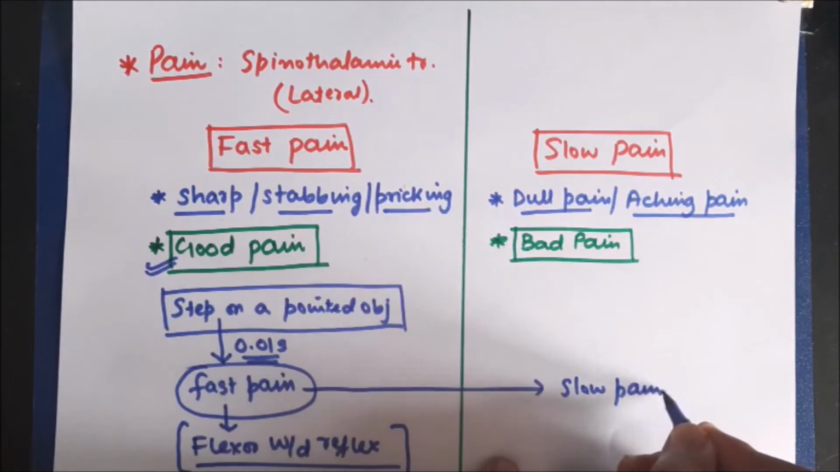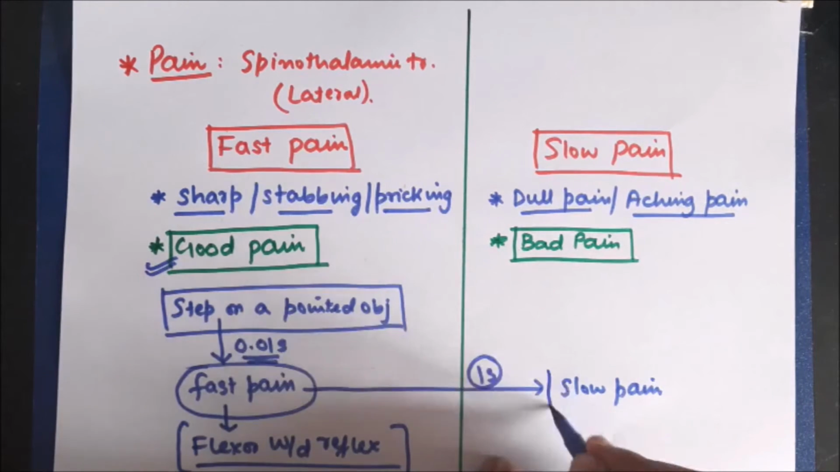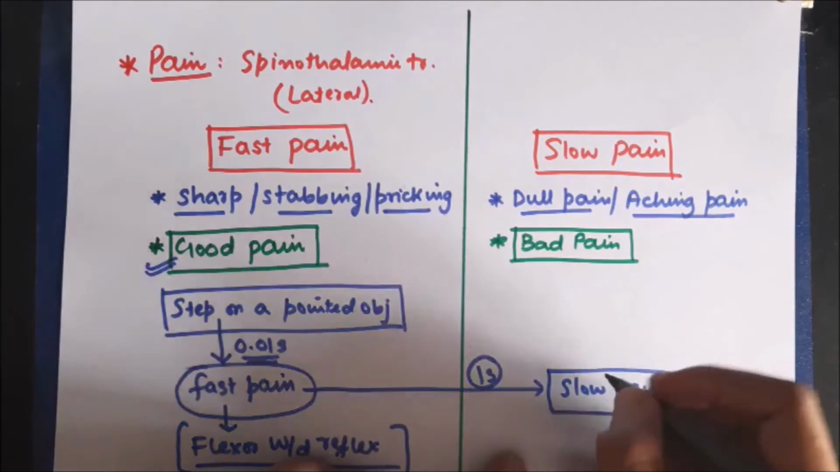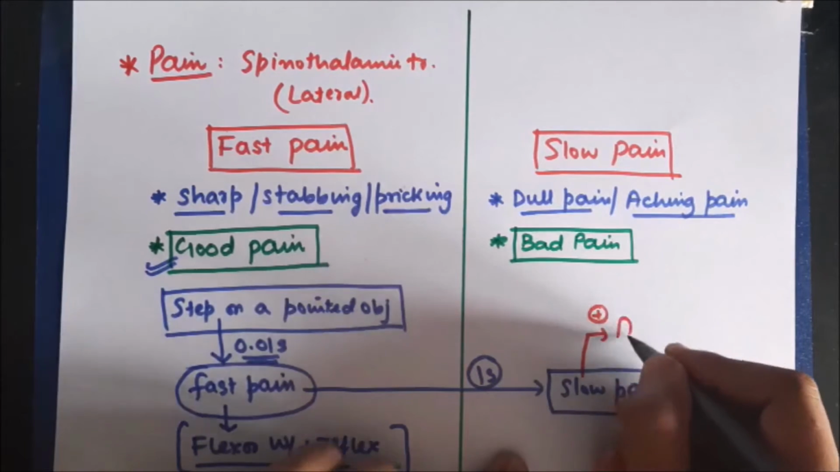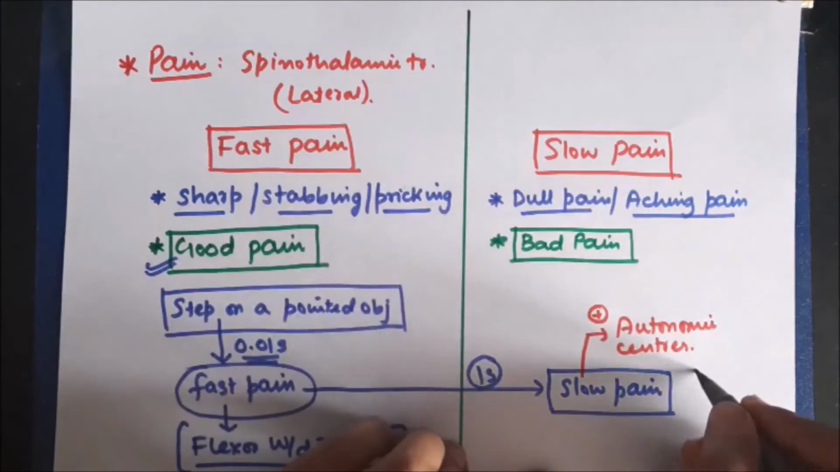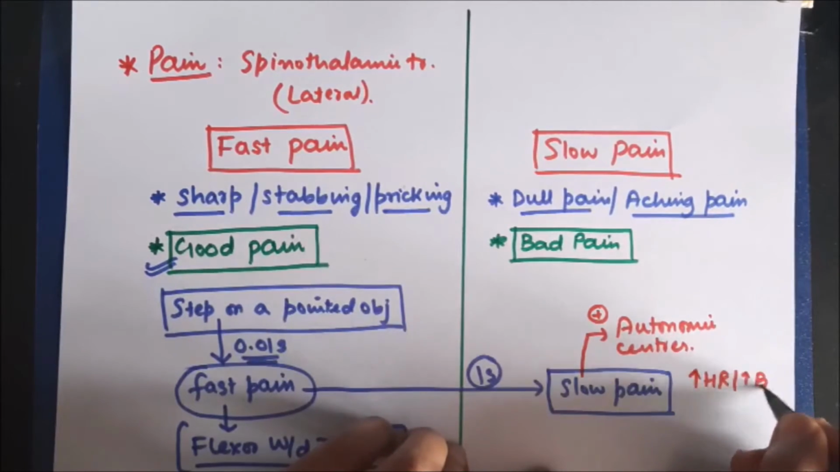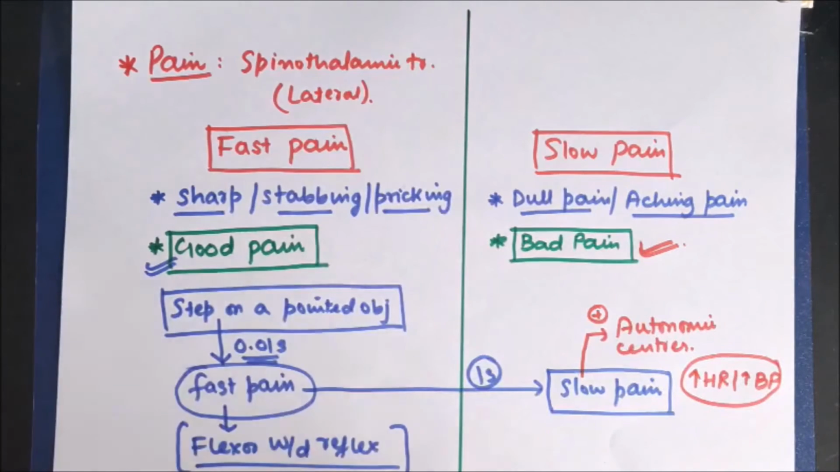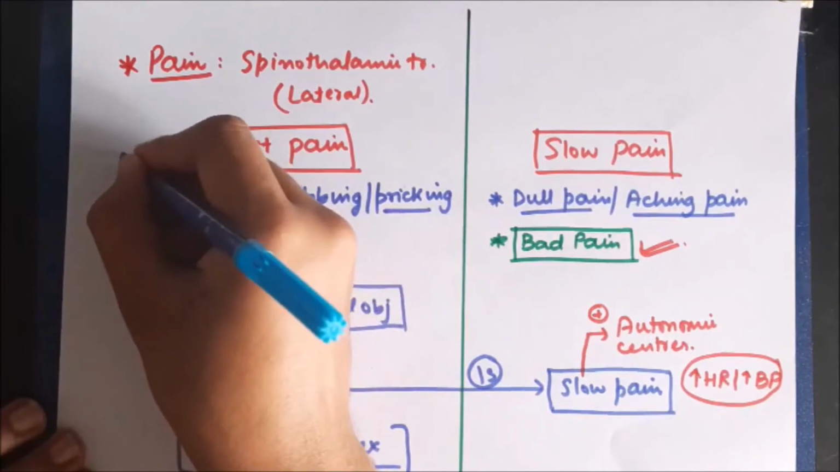After some time, say after 1 second, the child will experience more pain, and that pain will be slow pain, which will be experienced almost after 1 second. Now this slow pain pathway will give collaterals which will stimulate autonomic centers. So the autonomic symptoms such as increased heart rate and increased blood pressure, which are associated with pain, are because of slow pain. Because of this reason, this pain is called bad pain, because these symptoms are not liked by individuals, they are uncomfortable symptoms.